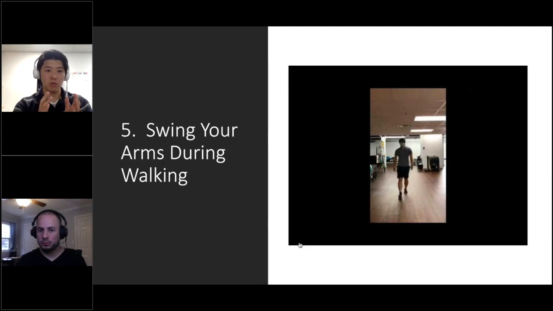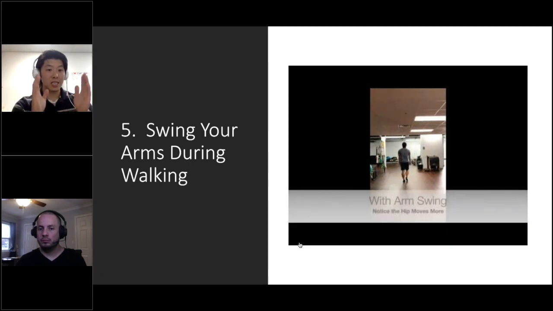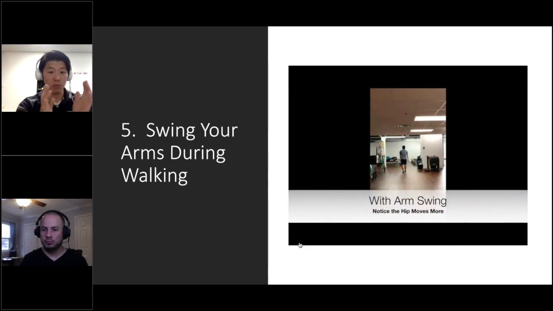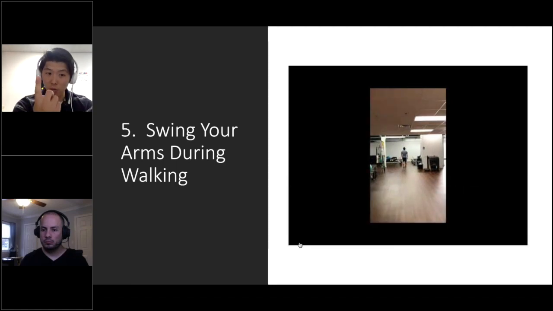So I'm purposely not moving my arms. Then I'm telling the camera I'm going to start moving my arms more. When I move my arms, can you see how the hips go back and forth a little bit more? When I use my arm swing, it helps me shift my weight from left to right, right to left. This is a beautiful thing.